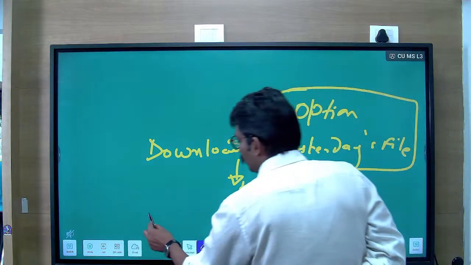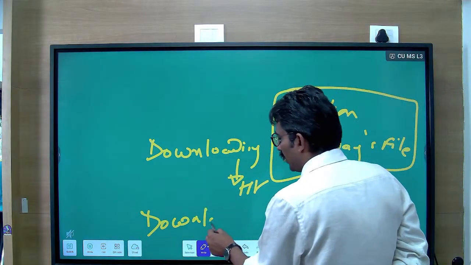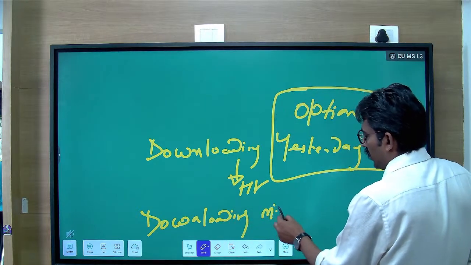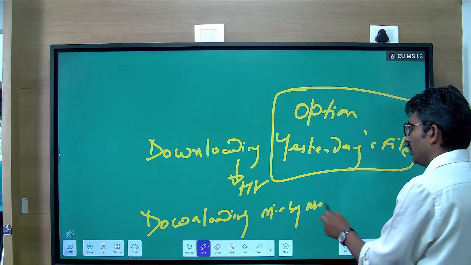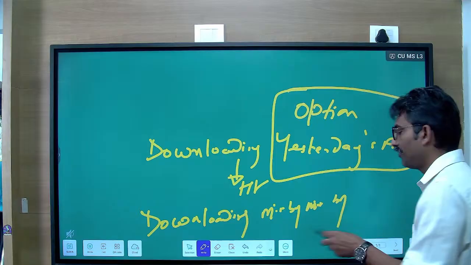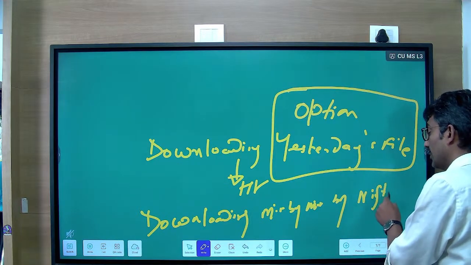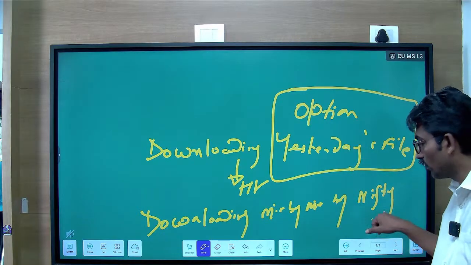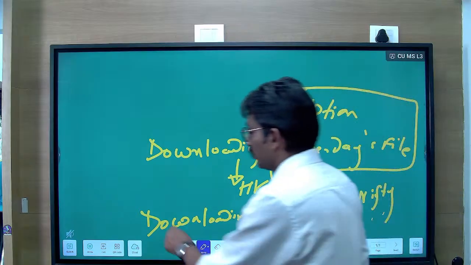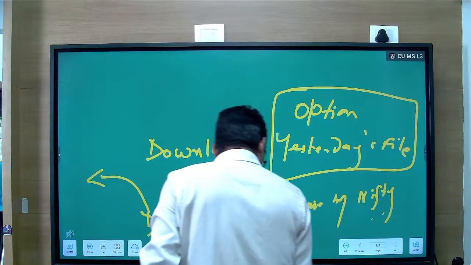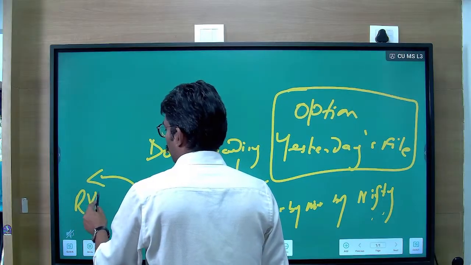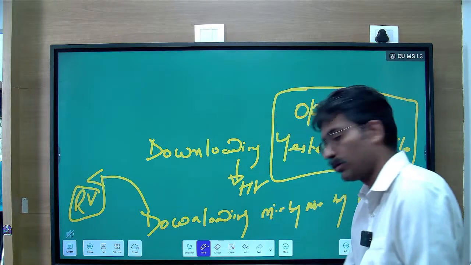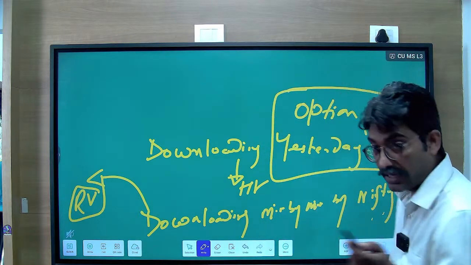If you are downloading minute by minute change, listen to it carefully, of Nifty, the underlying, the asset class. Call and put is based on this one. If you're actually downloading this one, then this would be known as RV. What would this be known as? This would be known as RV. Okay? But I have slightly tweaked it.